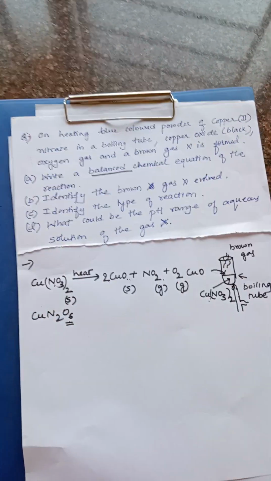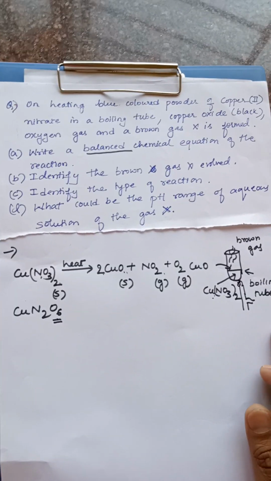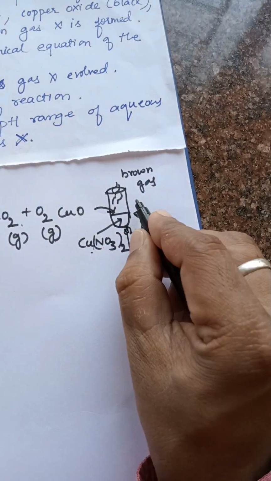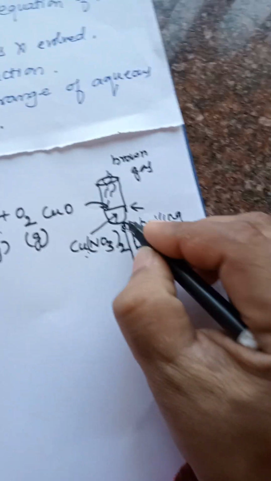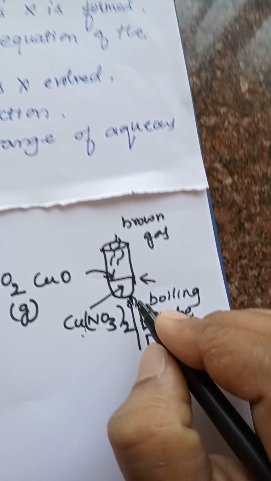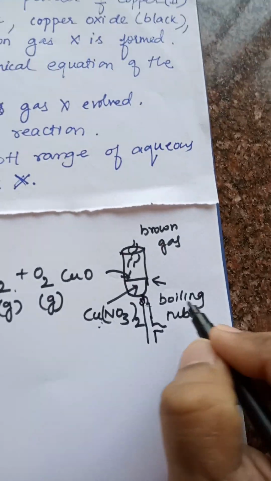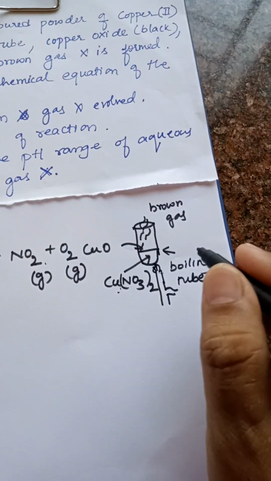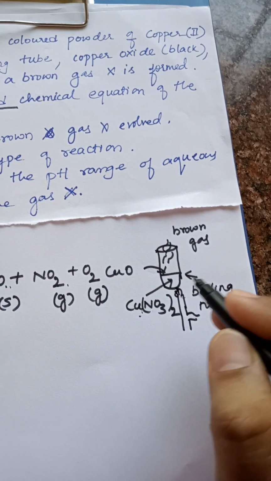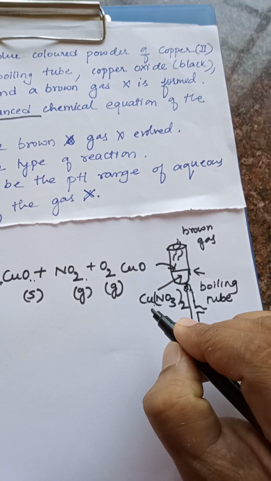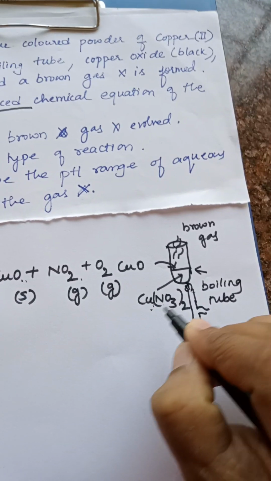Now let's get back to the question. So in this question there is a substance which is blue in color. It's copper nitrate. So copper nitrate is taken in a boiling tube. A boiling tube is a special type of test tube made up of special material which does not crack when you supply a very high amount of heat to it. So a boiling tube, as the name suggests, is a test tube that is used to heat substances. Now here the substance that needs to be heated as per the question is copper nitrate.